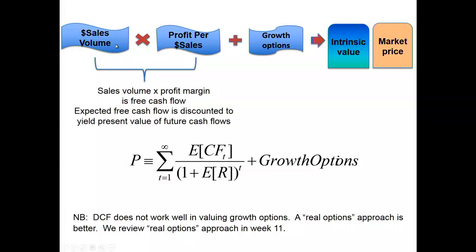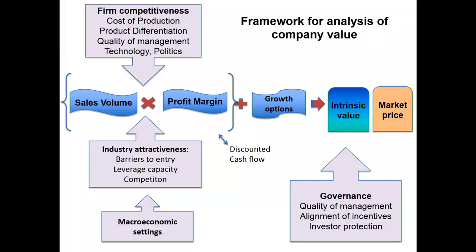So that's your first step. You've worked out your sales volume, your profit analysis. Now you need to think, okay, how can I further analyze this? And then you break it down further into things like the firm competitiveness, the cost of production, the product differentiation. If you can have a product different from others in a valuable way, then it's easier to sustain the profitability over a long period of time. The quality of the management, the technology, and the politics.